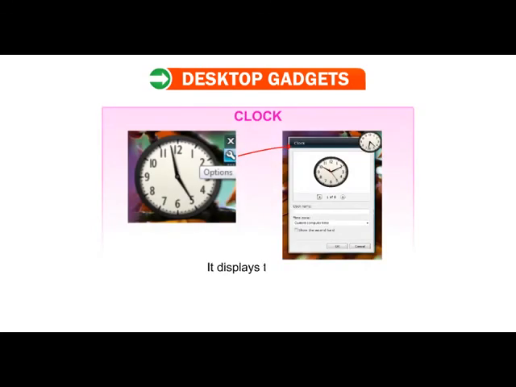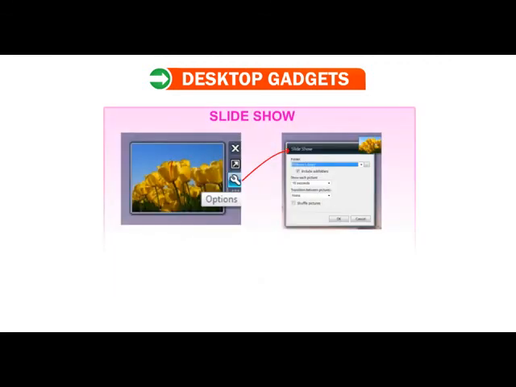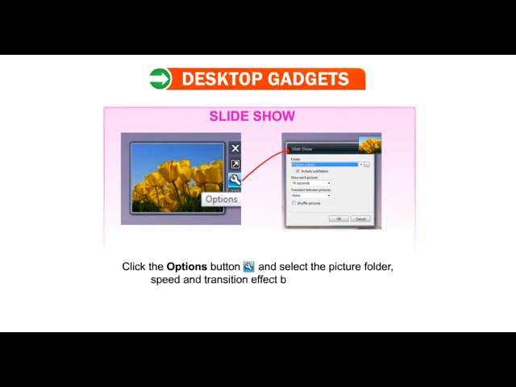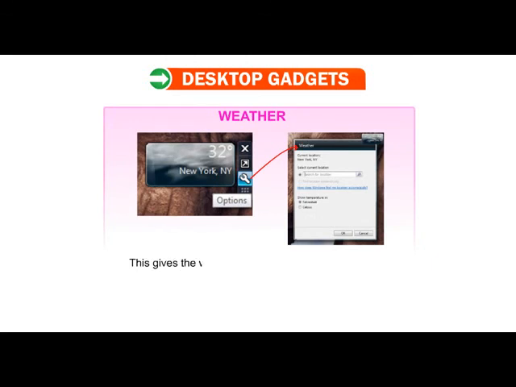Clock. It displays the time. To change the clock name and clock style, click the Options button present by its side and make the desired changes. Slideshow. It displays a continuous slideshow of the pictures stored on your computer. Click the Options button and select the picture folder, speed and transition effect between pictures. Weather. This gives the weather information, either in Celsius or Fahrenheit, of any place across the world.